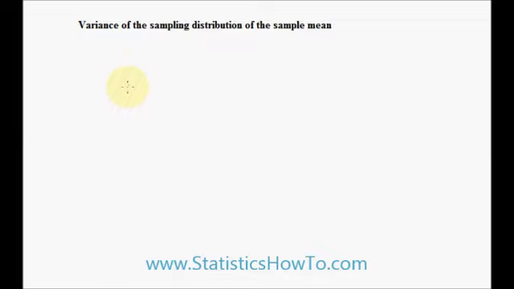The formula for the variance of the sampling distribution of the sample mean, and we write it like this with a sub m, this is the variance of the sampling distribution of the sample mean, is equal to the population variance, that's just the standard deviation squared, divided by the number of items in your sample.